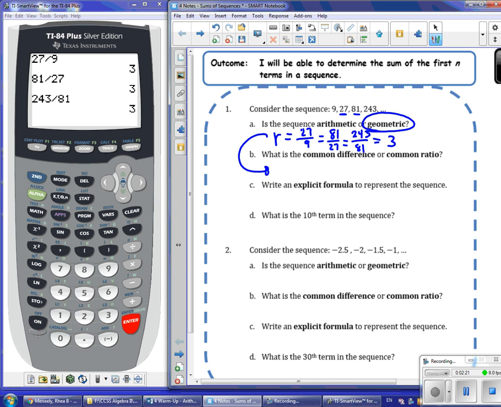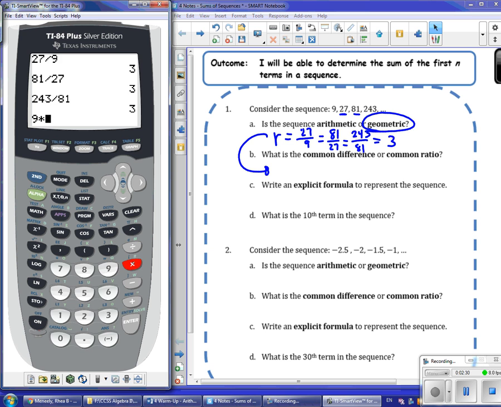The other way that you can check, if you sense it's probably 3 because I know 9 times 3 is 27, is to go through the process. So if I take 9 times 3, I get 27. Then if I take times 3 again, that gives me 81. Because the last command is just taking the previous answer times 3, I don't actually have to type it in again. I can just hit enter, and I get 243. So that would be another way to check that I've got a geometric sequence and the common ratio is 3.